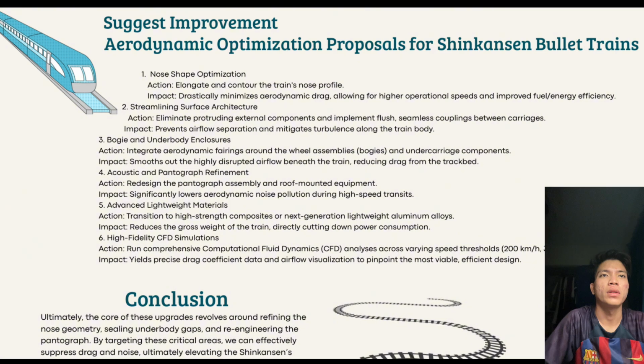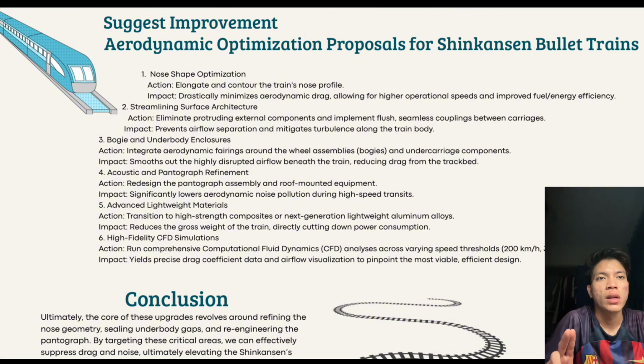Next, I will explain the suggested improvements to the aerodynamic performance of the train. Point 1, nose shape. First is the nose shape optimization. The train nose is elegantly constructed to reduce air resistance. This helps the train move faster while using less energy.